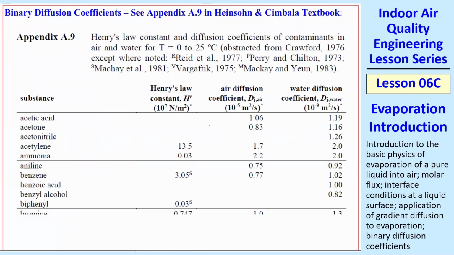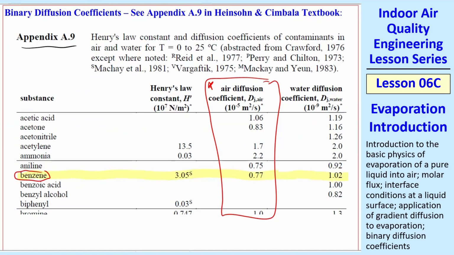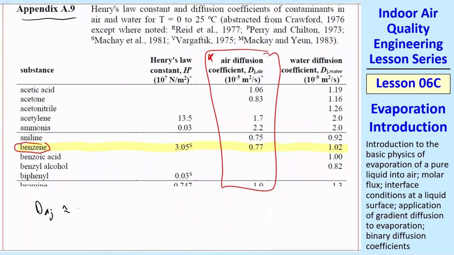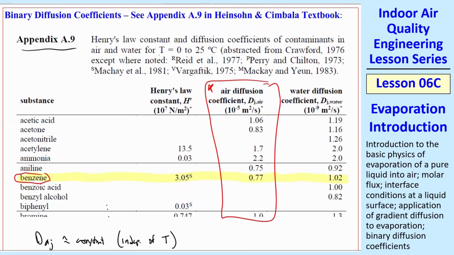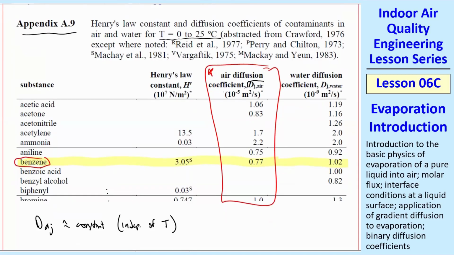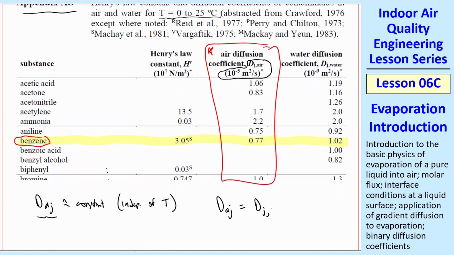And then finally DAj, this is Appendix A9. The column that we're interested in is here. There's also water diffusion coefficients and Henry's law constant, which we'll talk about later. But for now, let's look at this, and we're talking about benzene. It's the 0.77. Assume that DAj is approximately constant. It's independent of temperature, so you don't have to do any kind of interpolation. You just get this constant. These are independent of temperature for a certain temperature range, but we're just going to take that for any temperature. In the table, in the book, we call it Dj air. I'm just calling it DAj equal Dj air.